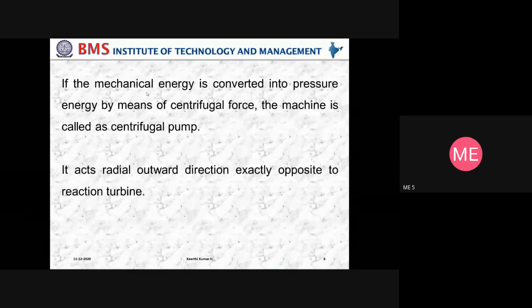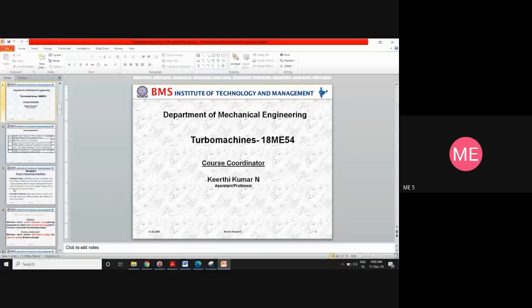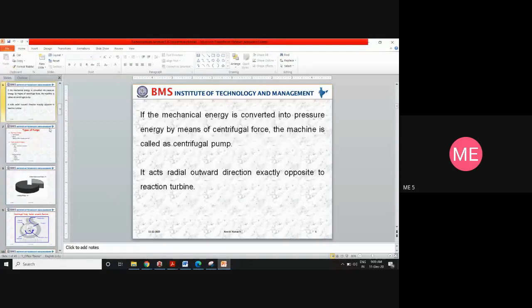If the mechanical energy is converted, what is the mechanical energy here? Rotation of the shaft. If the rotation of the shaft is converted to pressure energy by means of centrifugal force, then that machine is called a centrifugal pump. It acts radially outward, exactly opposite to the reaction turbine. Instead of reaction, for your better understanding, I can mention the Francis turbine.